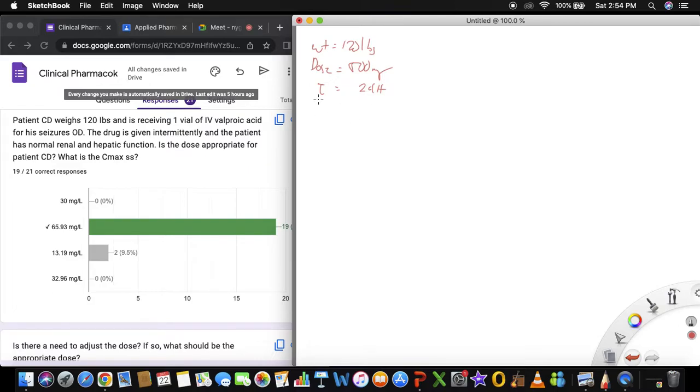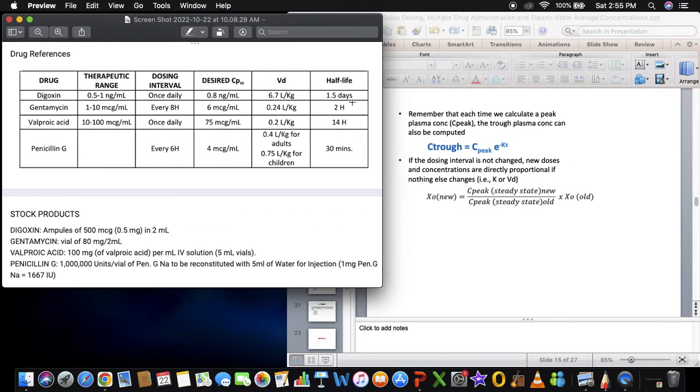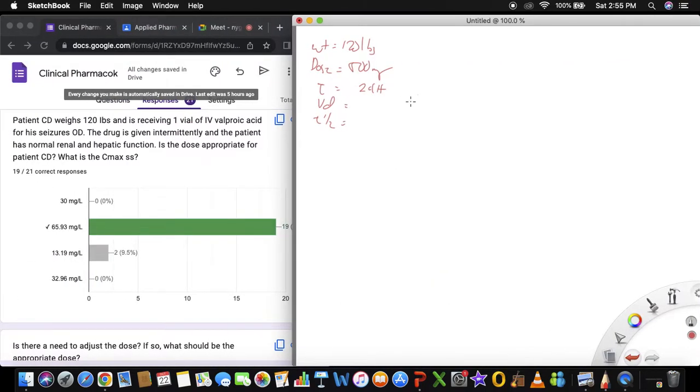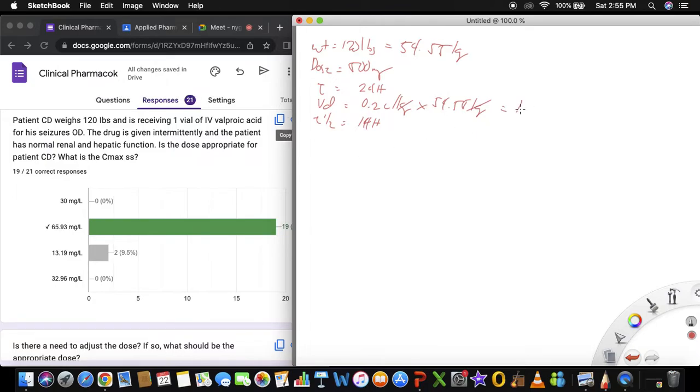I need my VD. I need my half-life. Okay, VD ng valproic acid is 0.2 tapos 14. 0.2 tapos 14. Ito ay liter per kilogram. It's 14 hours. So times 120 pounds is equivalent to, divided by 2.2, 54.55 kilograms. Okay, so 54.55 kilograms, cancel, times 0.2 liters. We get 10.91 liters.